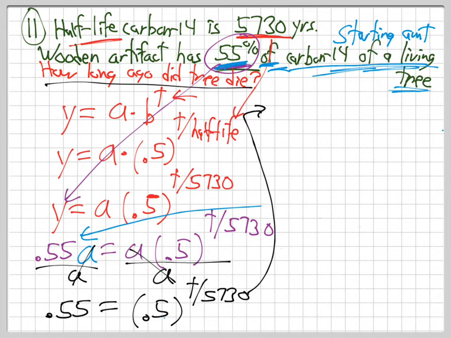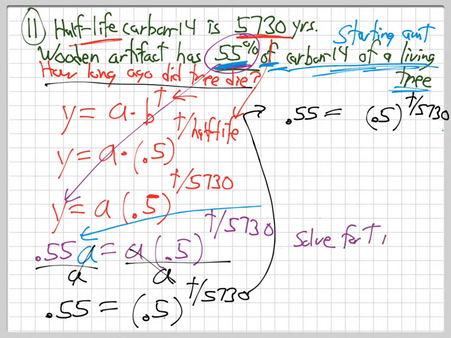Okay, now I'm going to bring this up here. So I'm trying to solve and rewrite it here. 0.55 is 0.5 to the t over 5730. Now, what do we do? How do we solve for t? Let me bring it down here. Solve for t in power. Notice the t is up there in the power zone. Remember, how do we deal with powers? How do we deal with something that's in the power zone? What do we do when the t is in power? What's the opposite of a power?